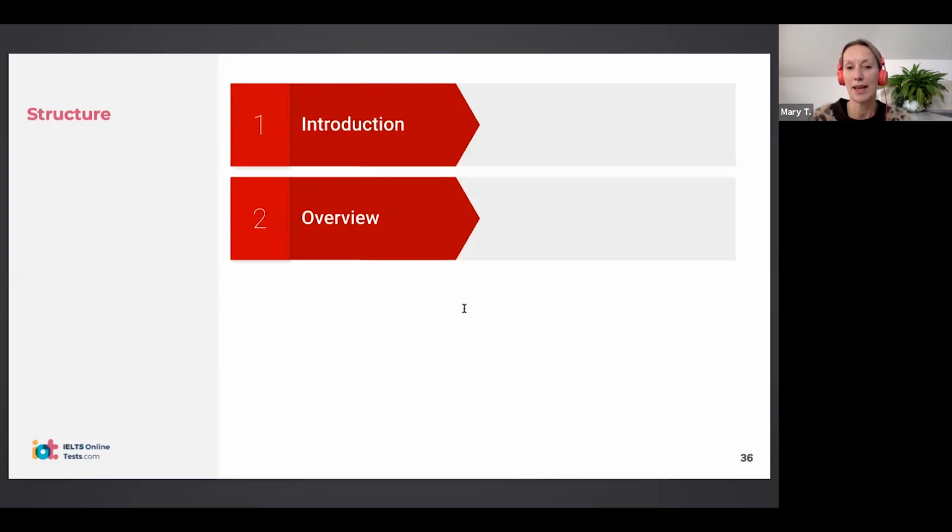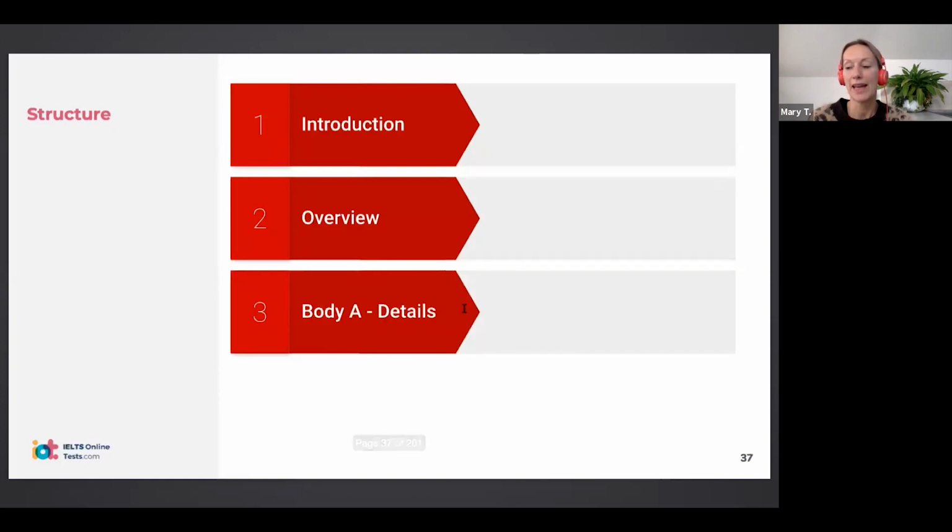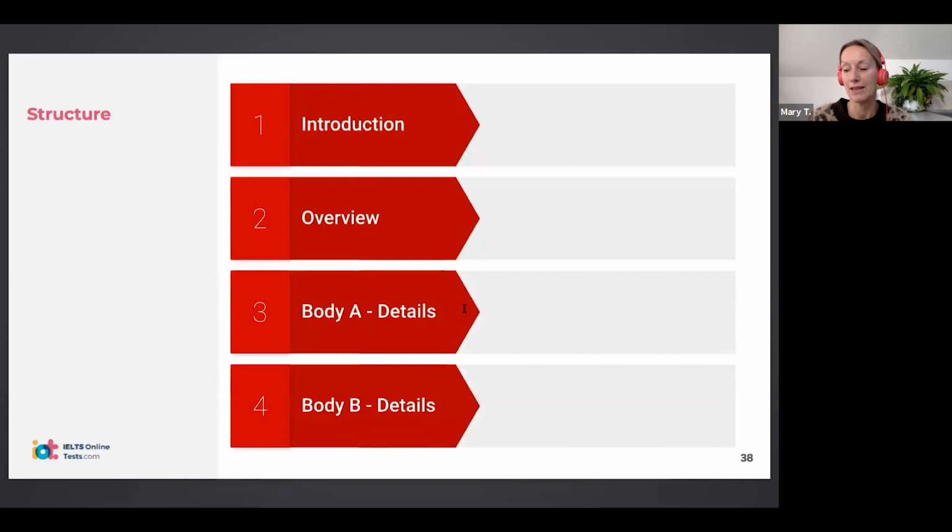Okay, what do you think comes next? What's the next paragraph? Body, that's right. Okay, so body A, details. So this is when we start to go into more detail about specific changes. And body B. Yeah, so some of you are asking questions that I'm going to hopefully try and answer as we go along, because there's quite a lot of information to cover. But as we said before, if anything isn't clear, just please feel free to put your questions in the Q&A.